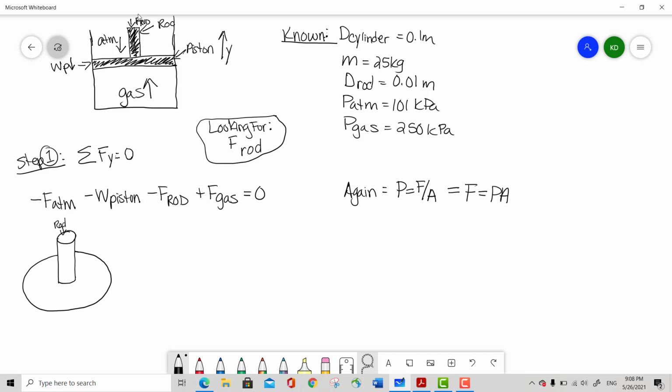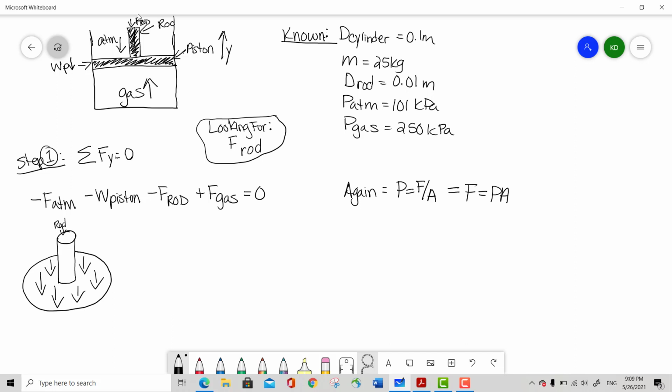Okay, and then where is this atmospheric pressure being applied? It's being applied all around here. So if you took this formula and you said that it is done all on the cylinder, that would be incorrect because you have a force from the rod as well. So your atmospheric force is actually along the cylinder minus the rod.